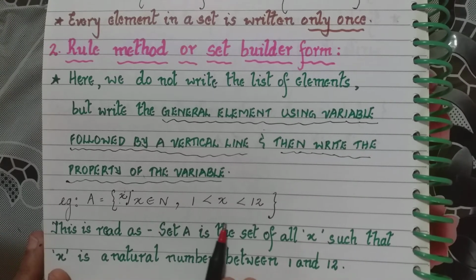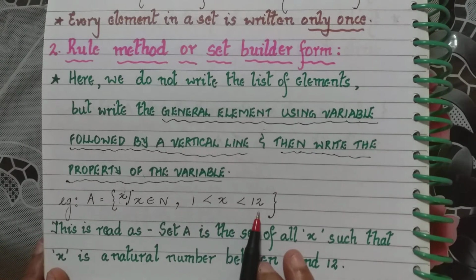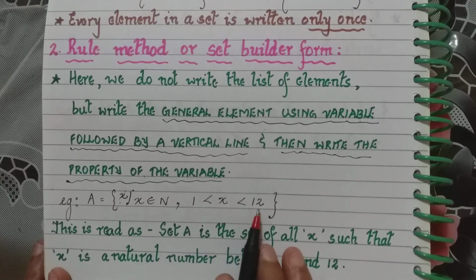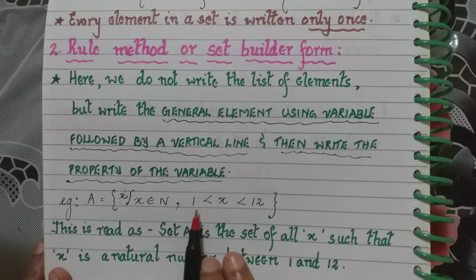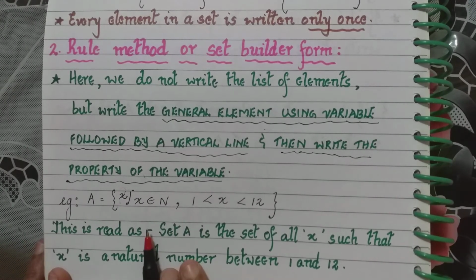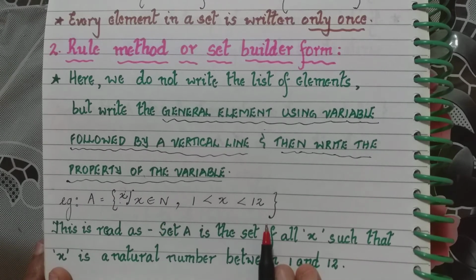So we must be able to read the set which is written in rule method and be able to convert it to listing method, where we can actually list the elements so that we are clear which are the elements which belong to that particular set when it is given by the rule method.